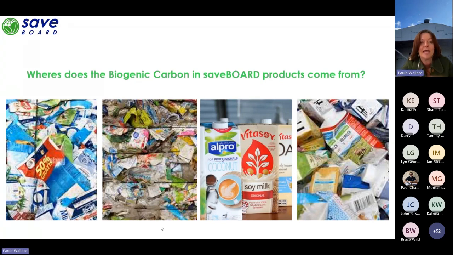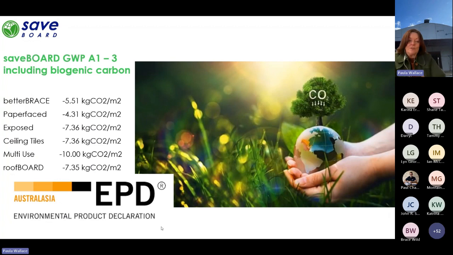And now we're going to look at some numbers. So these are our numbers based on our EPD. Our EPD is finalised but currently being verified, so it won't be published for a couple of weeks. It's coming up in the next few weeks, publication. So for our comparisons, we will use the same benchmark today.